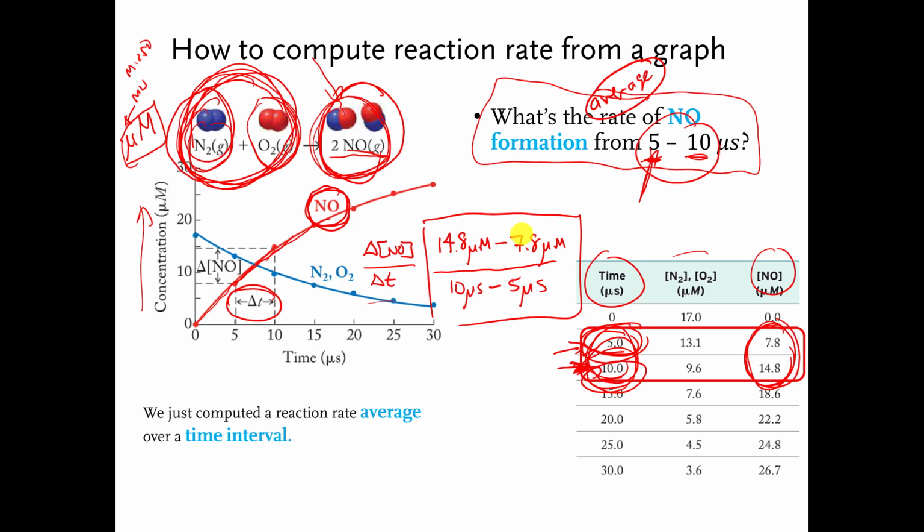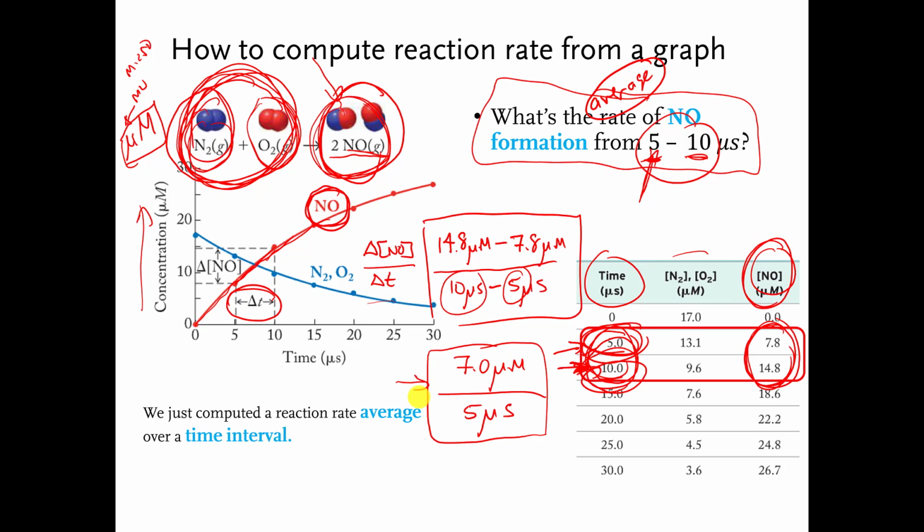So we can do 14.8 minus 7.8. That is 7 micromolar. And then 10 microseconds minus 5 microseconds is 5 microseconds. So this is, again, a simplified version of the rate of NO forming. And if we simplify this, if we do 7 divided by 5, we get 1.4 micromolar per microsecond.